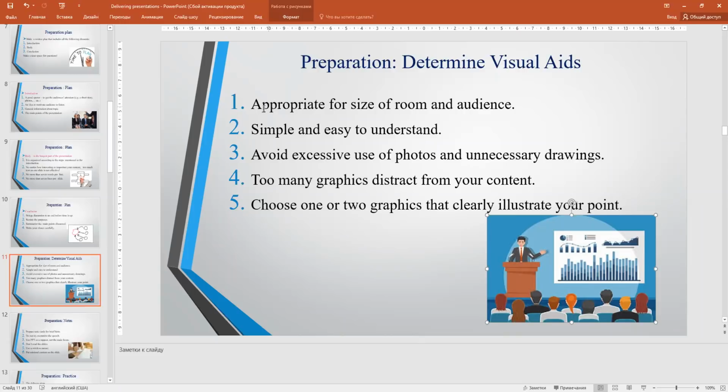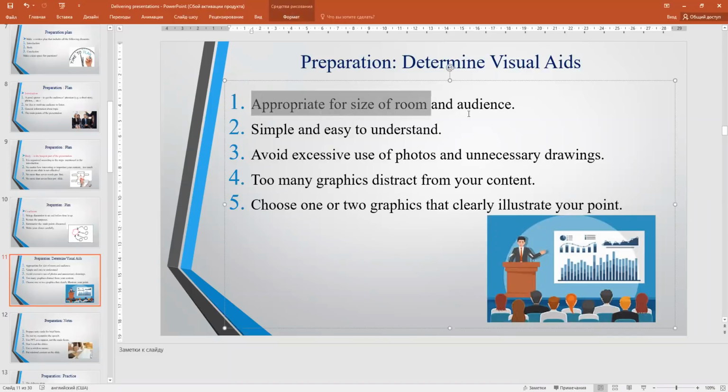Because as you can see, the first tip, the appropriate size of the room and audience. This man is presenting his presentation to the audience, as I'm doing right now, and his presentation is visible for the audience. They can see it. It means this image can be relevant to the first and other tips which we are looking through right now. And then you can see avoid too many graphs that distract from your content.